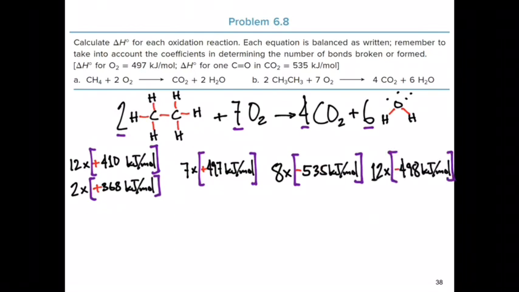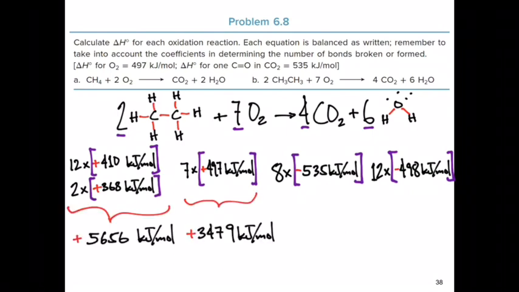And then for water, the amount of energy that's released when the oxygen to hydrogen bond is formed is 498 kilojoules per mole. And since we have 2 oxygen to hydrogen bond per mole of water, we would multiply that by 6 and we'll get 12. So 12 times this value, and we get the overall energy released by the formation of the water molecule.